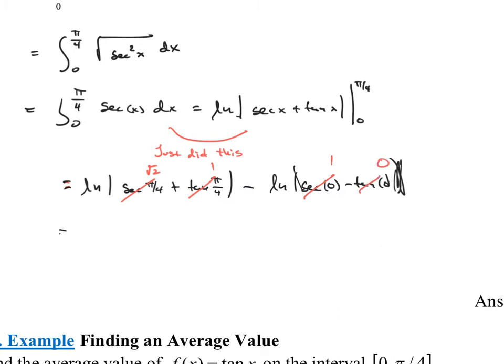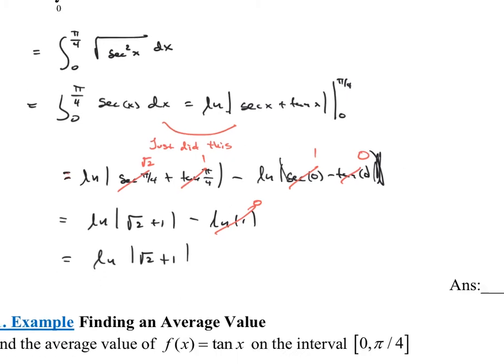So what I'm ending up with is the natural log of the absolute value of square root of 2 plus 1, minus the natural log of, well, 1 minus 0 is just 1. And the natural log of 1 is just 0. So that turns out to be the natural log of the absolute value of square root of 2 plus 1, whatever the heck that is.